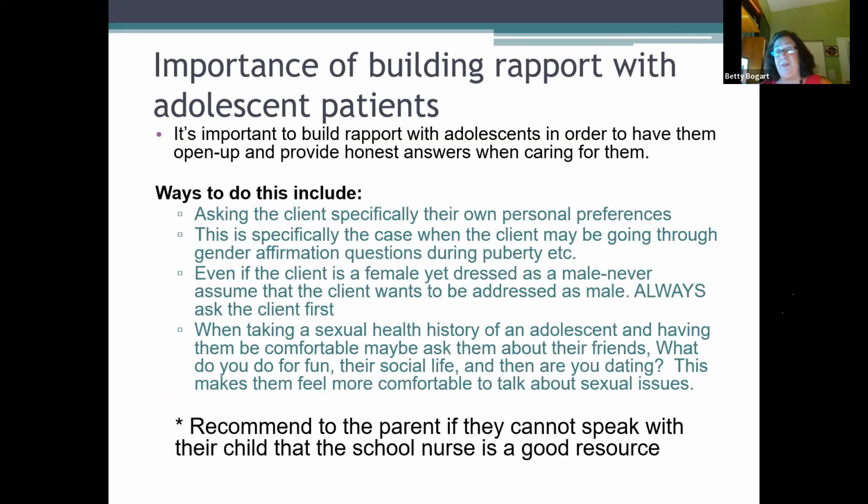So building a rapport with adolescents as a nurse is probably one of the most difficult. Even with infants and toddlers, you can sit down and play with them and make it fun. Well, adolescents don't want you to make it fun. Okay, so how are you going to build a rapport?